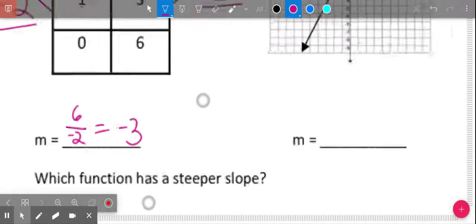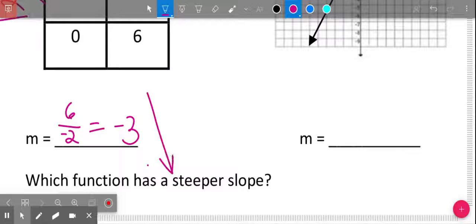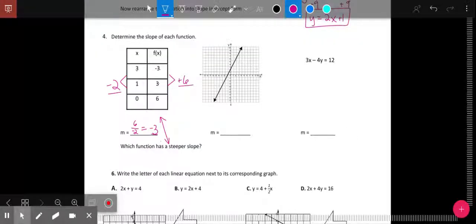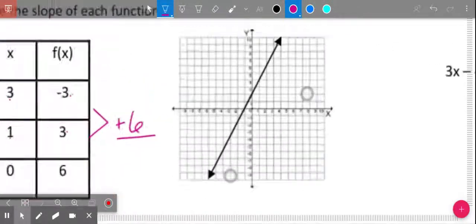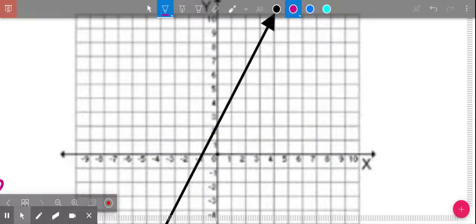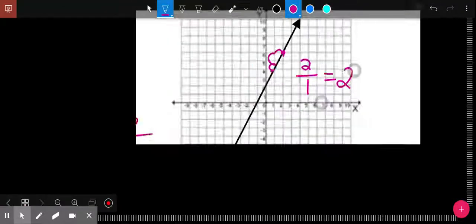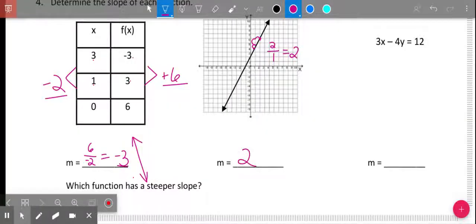That's a really steep one. If I were to graph this, it would probably look like this. It's nice and steep, and it's going down because it's a negative slope. The next one, if I give you a graph, we have to check the rise over the run. So we're going to find 2 good points. Here's a good point, and here's a good point. So my rise is going up 2 over my run, which is 1. 2 divided by 1 gives me 2. So my slope here is 2. So far, this one's steeper because if I look at just the absolute value, I make it all positive, 3 is bigger than 2.